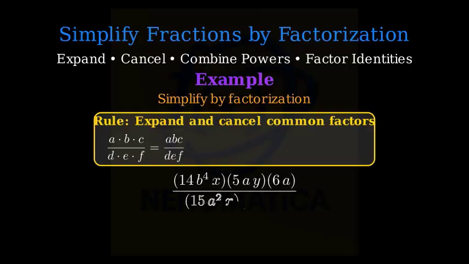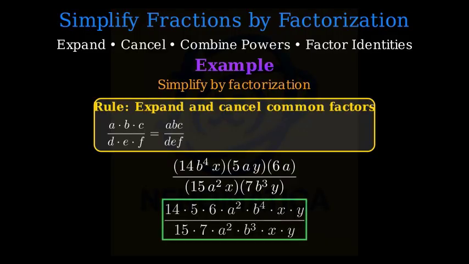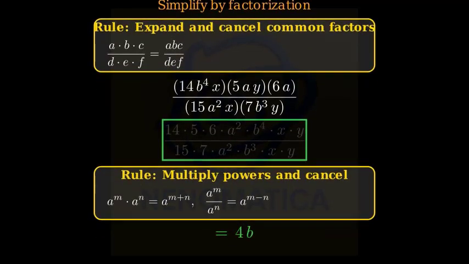Step 1. Show the expression. Step 2. Expand numerator and denominator into separate factors. Step 3. Cancel the common factors a squared, x, and y on top and bottom. Step 4. Simplify the remaining constants and powers. 14 times 5 times 6 over 15 times 7 reduces to 4. For b, we use the quotient of powers rule. b to the 4 over b to the 3 equals b to the 1. So the result is 4b.